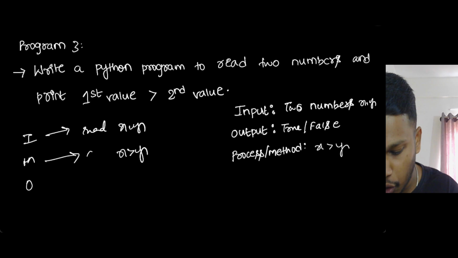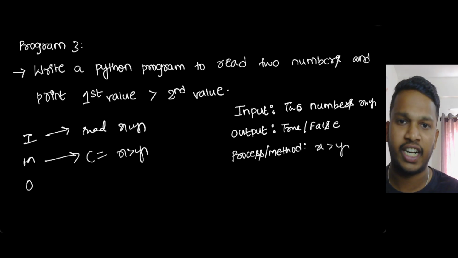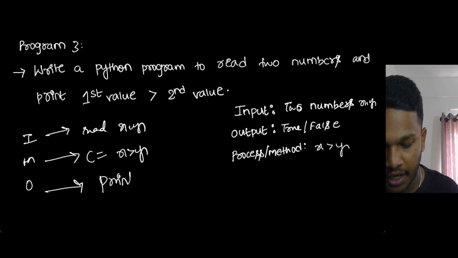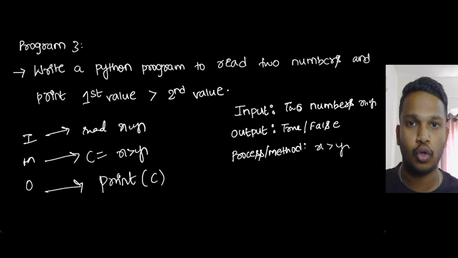Now, I need to store this result, either true or false, in some variable c or else z, whatever is fine for you. Next, output: I need to print c. Am I correct? This is the pseudocode, or English high level code, just for human understanding.